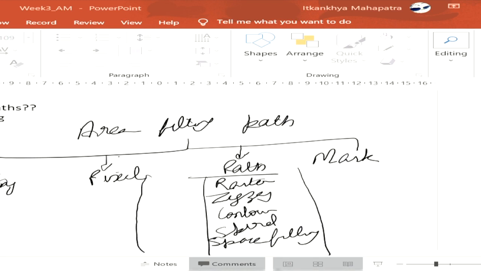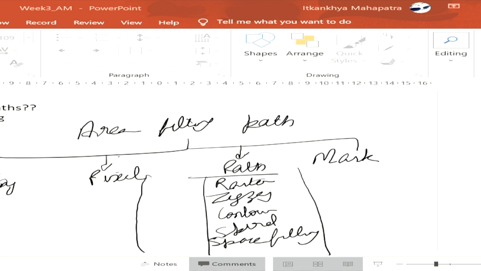Now, raster, zigzag, contour, and zigzag and contour path. Now, out of these four area filling tool paths, which of the following methods is most advantageous? So first we'll understand about all these methods.